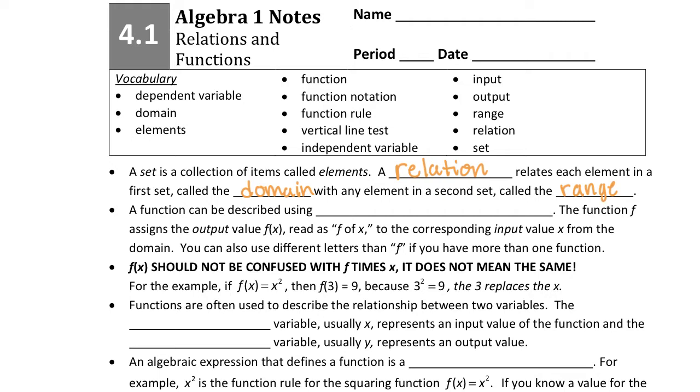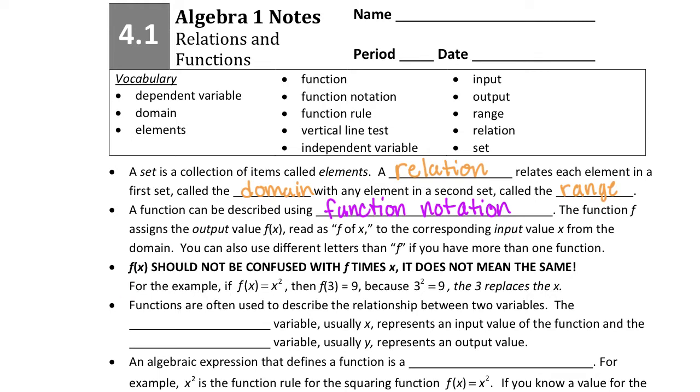A function can be described using function notation. The function f assigns the output value f of x, read as f of x, to correspond input value x from the domain. You can also use different letters than f if you have more than one function. Now I'm going to admit that this whole statement is a little bit odd since we really haven't learned what a function is, but it will make more sense as we go along.